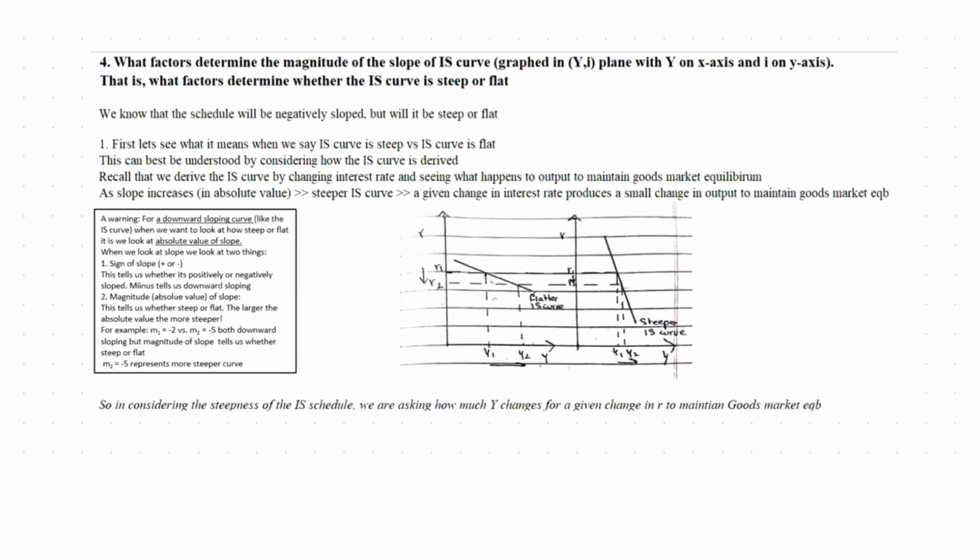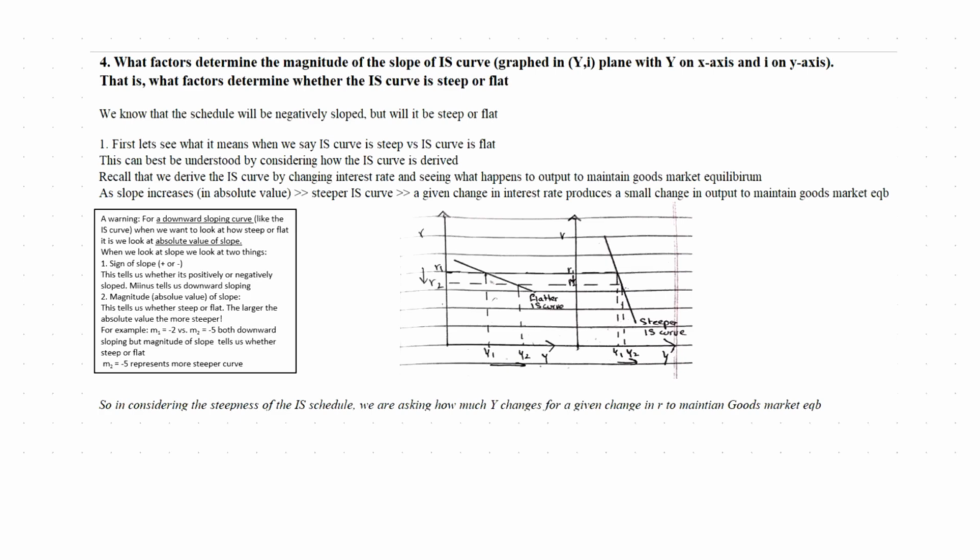Recall that we derive the IS curve by changing the interest rate and seeing what happens to output to maintain goods market equilibrium. Now, as slope increases in absolute value, we get a steeper IS curve like here. Now, let's understand what the steeper IS curve means. Before that, just keep in mind that when we're looking at a downward sloping curve, like the IS curve, for which the slope is going to be negative, when you want to look at how steep or how flat the curve is, we look at the absolute value of the slope. You are just focusing on the absolute value or magnitude of the slope.